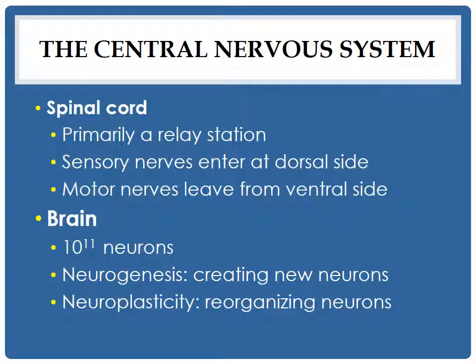And then neuroplasticity is not where neurogenesis is creating new neurons. Neuroplasticity is reorganizing the neurons, the connections of the neurons, and that happens due to learning and development. It can also repair some damage to the nervous system. You can see figure 4-10 has an overall look at the brain, and we're going to go into more detail on each of those structures over the next few slides.